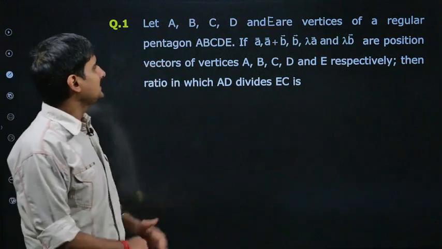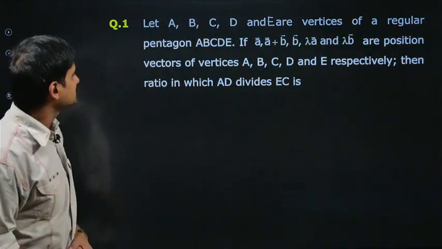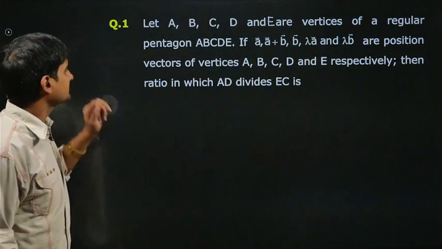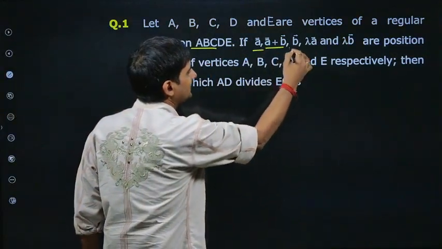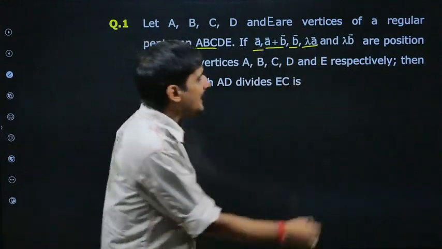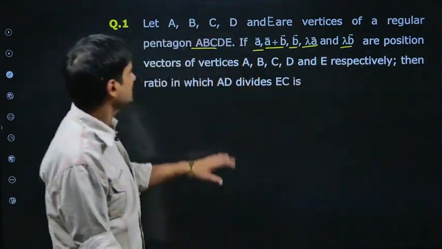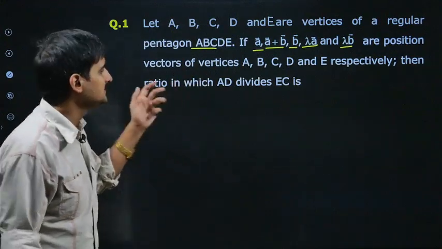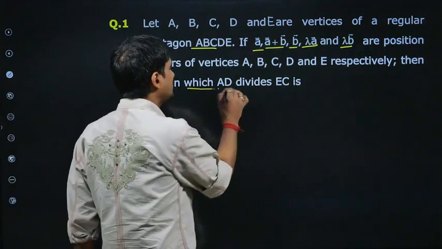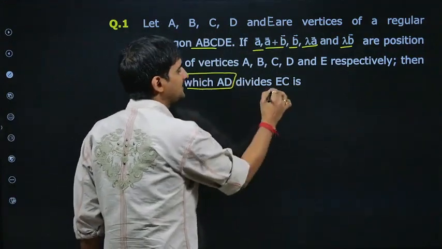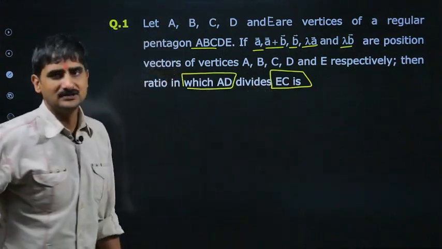So that's the question. Let A, B, C, D and E be the vertices of a regular pentagon ABCDE. If vector a plus vector b, vector b, lambda times vector a and lambda times vector b are the position vectors of the vertices A, B, C, D and E respectively, then we have to find the ratio in which line segment AD divides line segment EC.